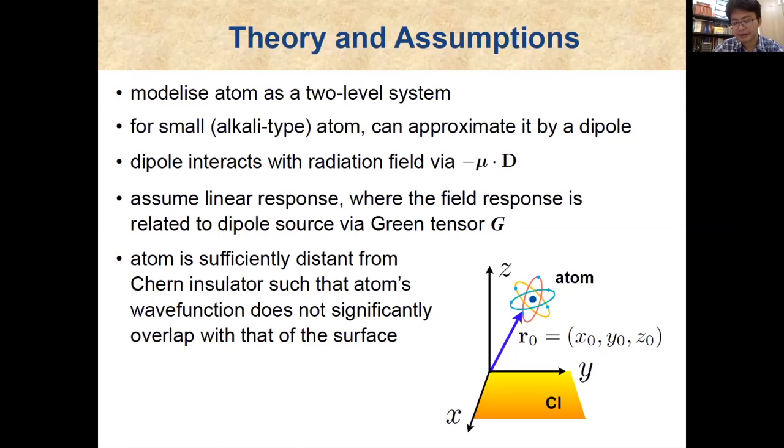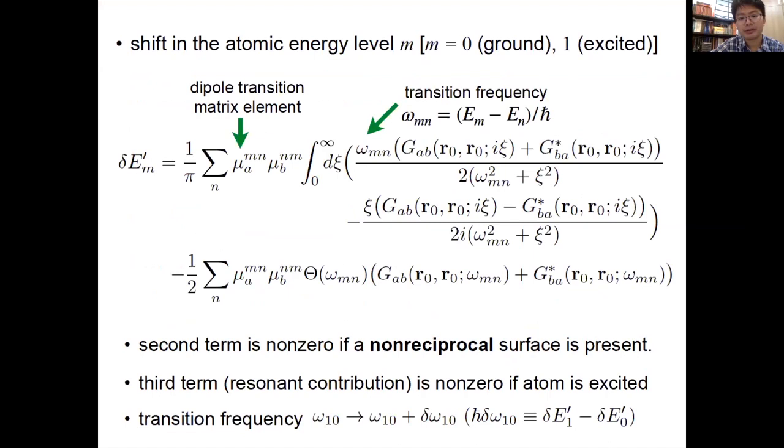The Casimir-Polder shift in the atomic energy level is obtained by looking at second order perturbation theory in quantum mechanics. Because we are looking at two level atoms, we have energy level m equals zero, which refers to the ground state, and m equals one, which is the excited state. Delta E_m refers to the Casimir-Polder shift in the energy of level m. Here mu_mn is the dipole transition matrix element, and omega_mn is the transition frequency. There are three contributions to the Casimir-Polder shift. The first two contributions are non-resonant, and the third contribution is resonant.